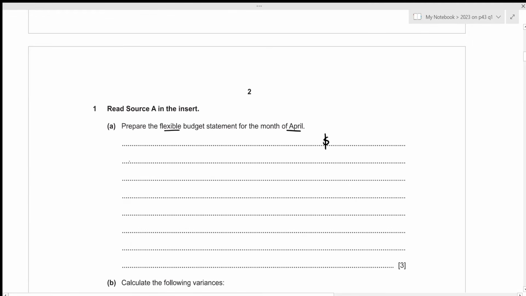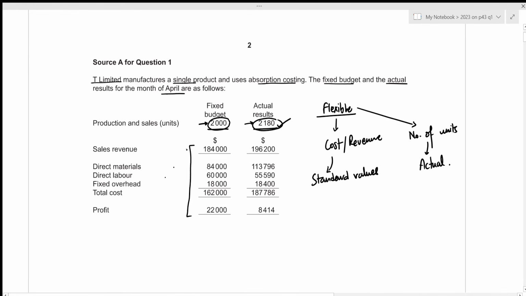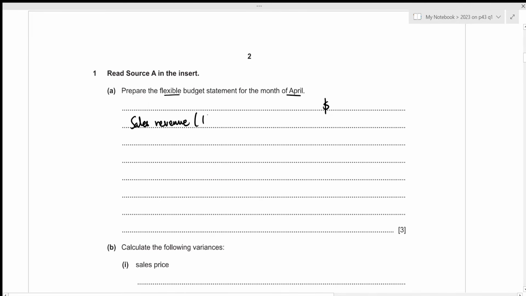We can start with our sales revenue. So we have a total of 184,000. Now we need to divide it by 2,000 so that we get the per unit selling price. Then we need to multiply it by the actual units. So the calculation process is just going to be 184,000 divided by 2,000. This will give the standard selling price per unit. Then we multiply it by the actual units so that it gives the flexible sales revenue. That will be 200,560.